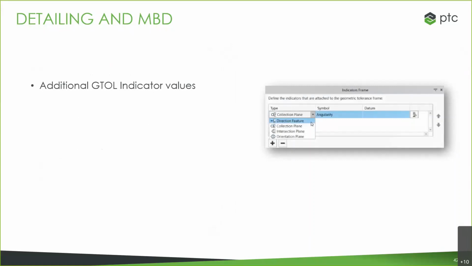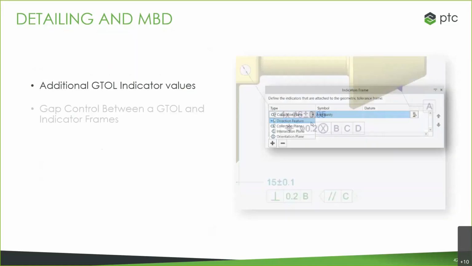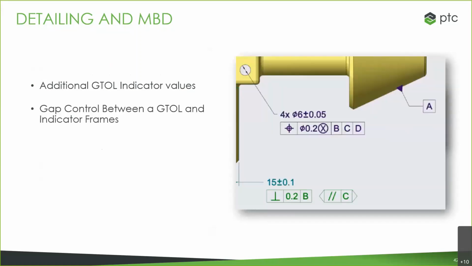Continuing to make improvements around GTOLs, so now we have additional indicator values, things like intersection or collection plane for angularity, in this case for the ISO standard, if that's what you work within. Also have some options for controlling the gap between the GTOL and the indicator frames, depending on the standard that you're working with. So depending on if you're using ISO 1101 2012 or 2017, any of those ones that you work with, you're going to have different options for that potential gap size.